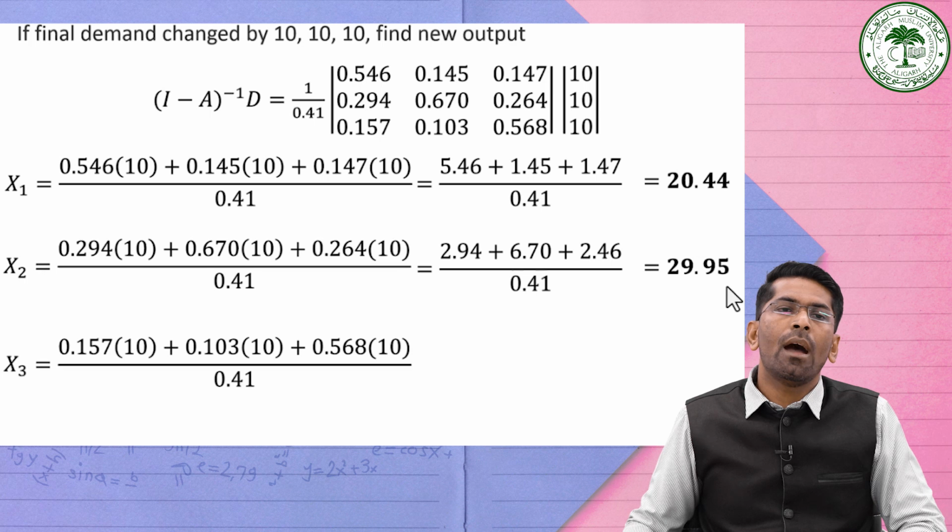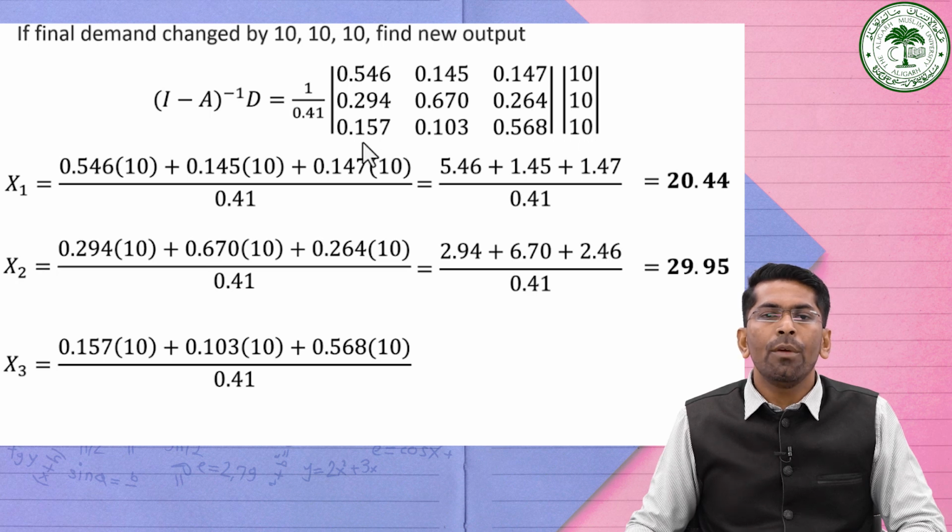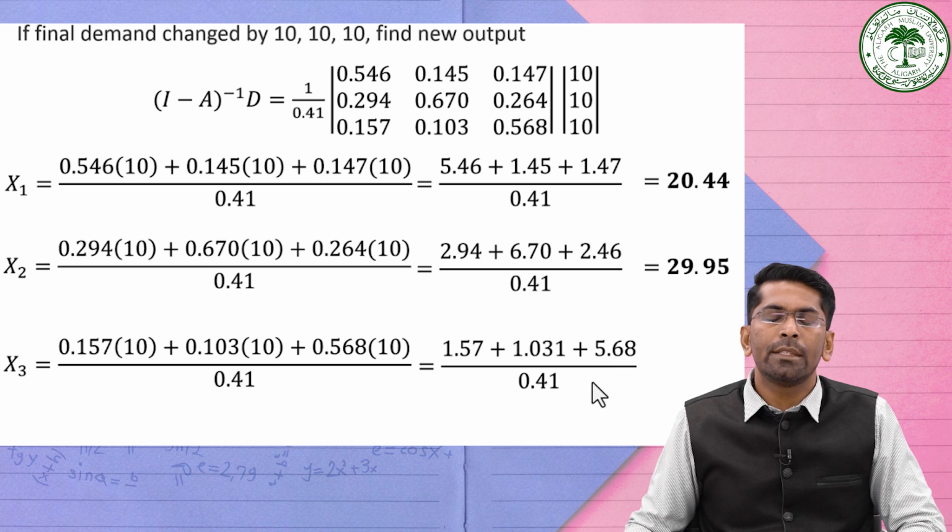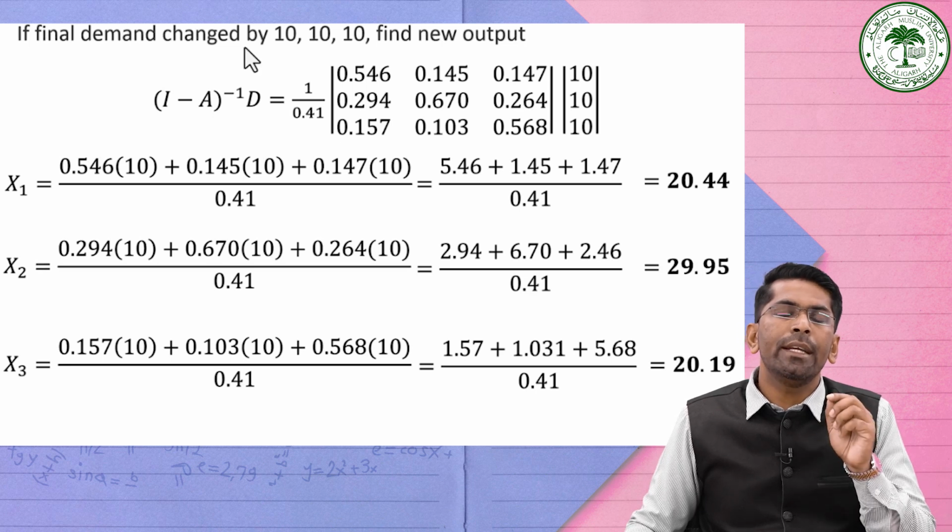Similarly, the third output, that is, we are going to consider the third row and multiply with the final demand vector. So it is 0.157 into 10 plus 0.103 into 10 plus 0.568 into 10 divided by 0.41, which is equal to 1.57, 1.031 plus 5.68 divided by 0.41, which is equal to 20.19. So if the final demand is changed by 10, 10, 10, then the changed output is this one.